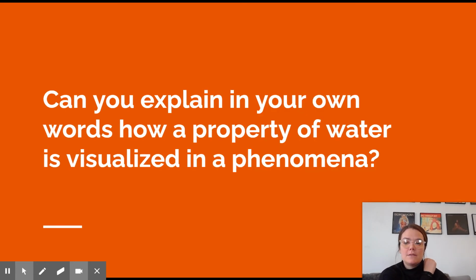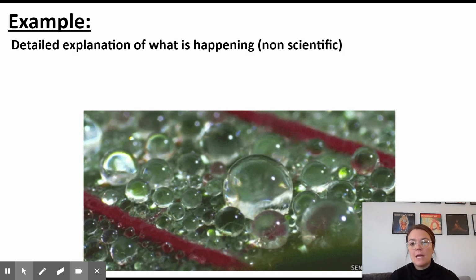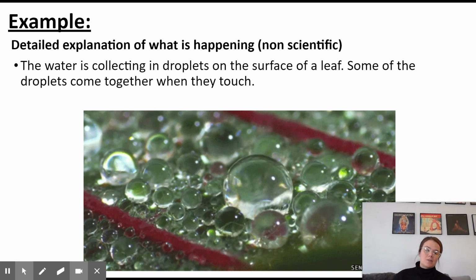So what I'm going to ask you to do is explain in your own words how a property of water is visualized in a particular phenomena, and explain to me how the hydrogen bonding or polarity is causing that to happen. So as an example, let's take a look at this phenomena here. So this is the bottom of a leaf where we see water droplets forming and then water droplets coming together to form larger water droplets when they're sticking on there. So the first thing you're going to do is write a detailed explanation of what's happening, but you don't have to do it necessarily in scientific terms.